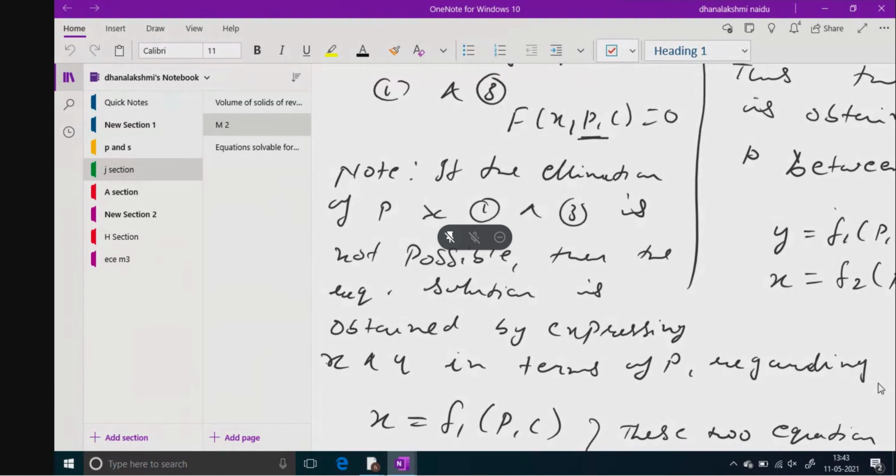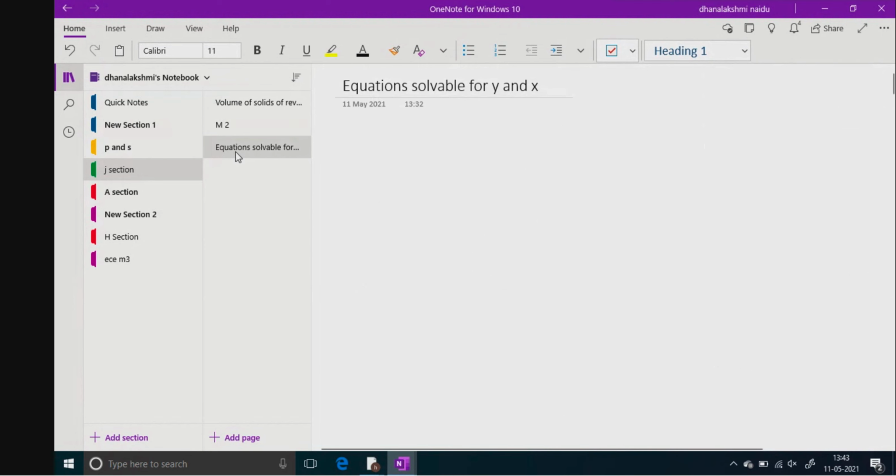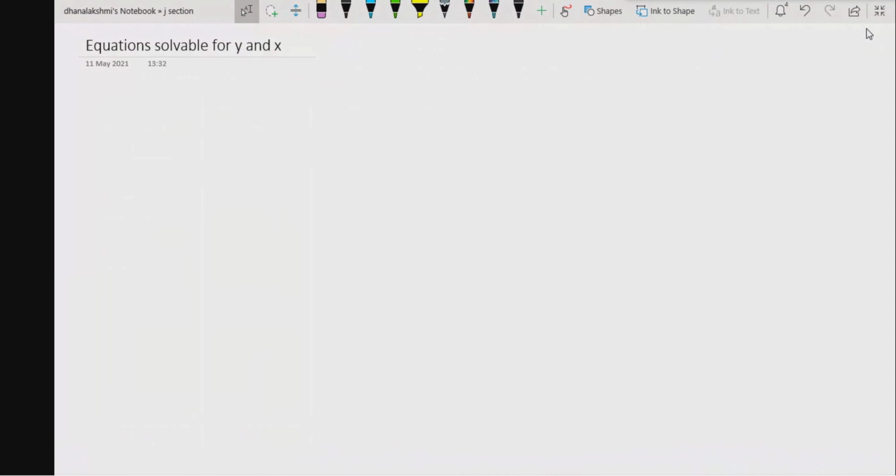Yes, ma'am. Problems related to this need to be done, and then after you have cleared its form, your unit will be completed. So let us solve a few problems related to equations which are solvable for y and equations which are solvable for x.